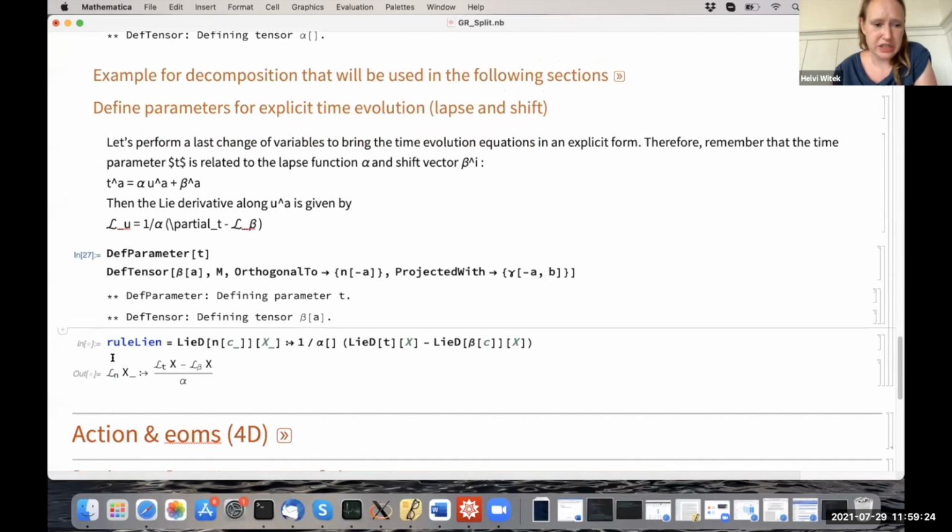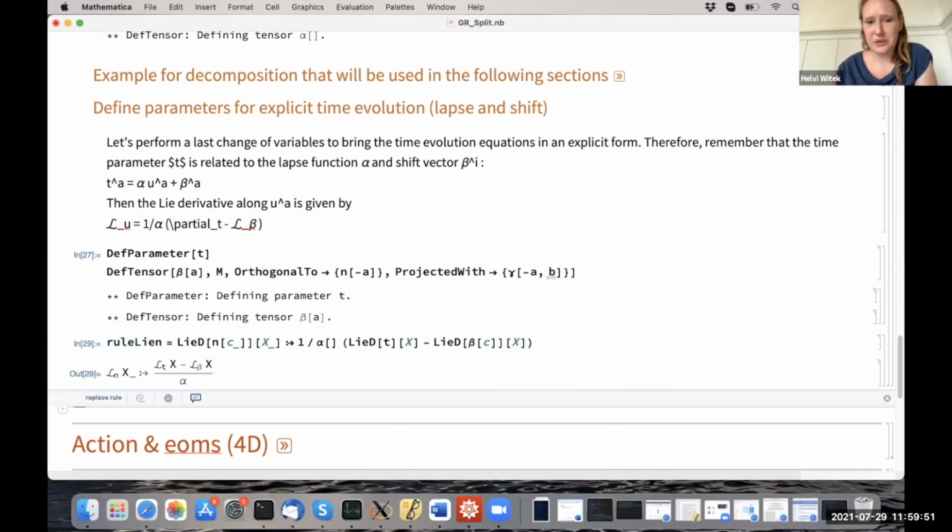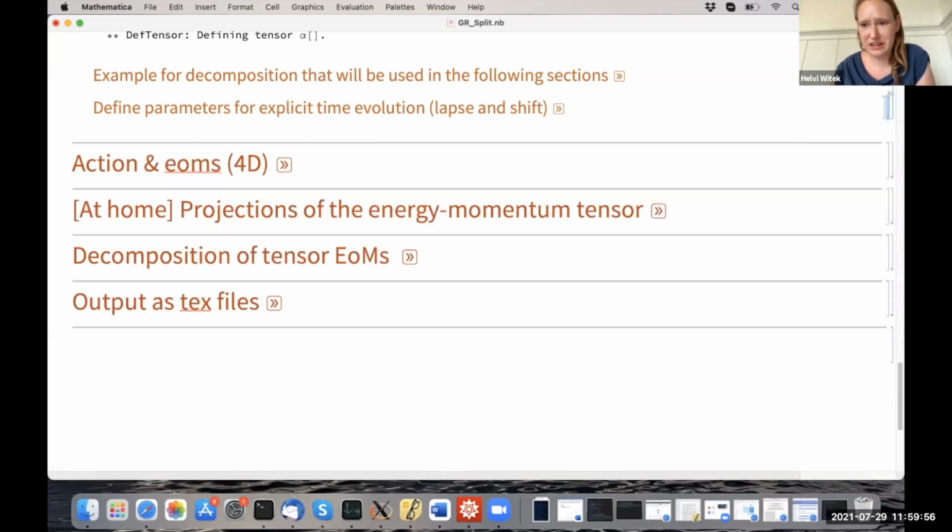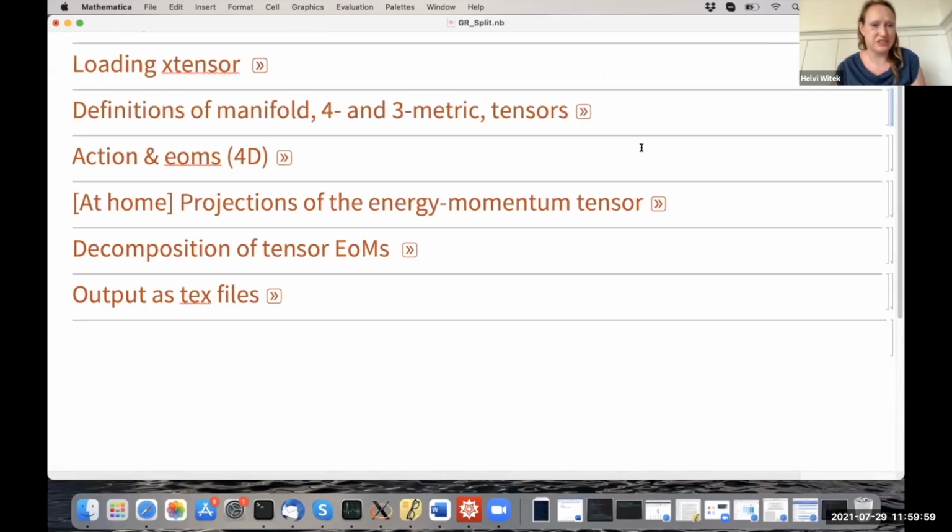Okay, and then just one last rule that we will use in the end is that whenever I see the Lie derivative along the normal vector on a tensor, then I want to replace it essentially with this definition, 1 over lapse, and then we have here the Lie derivative along t, which is really just a partial derivative, and then the Lie derivative along the shift vector. Okay, good. So now we've set up everything that we need. We just collapse this part here. Do we have any questions just on the definitions?